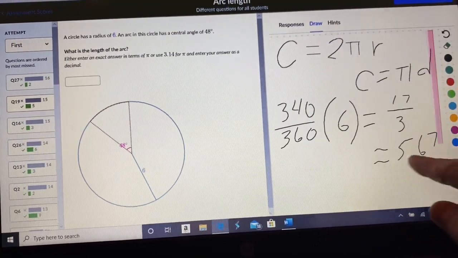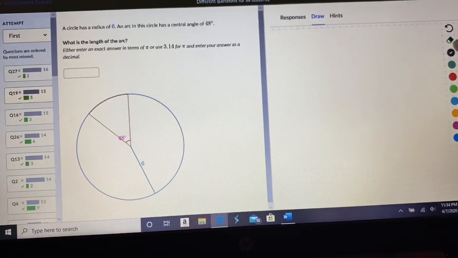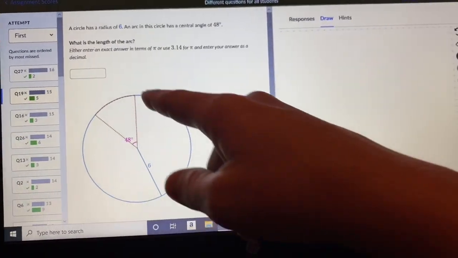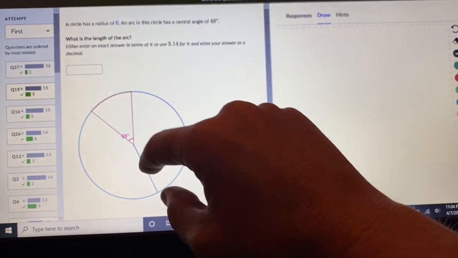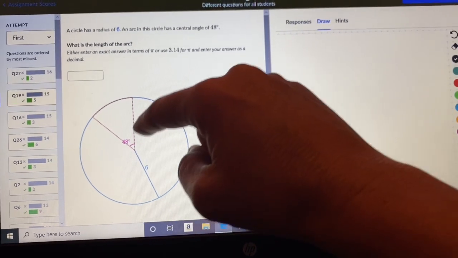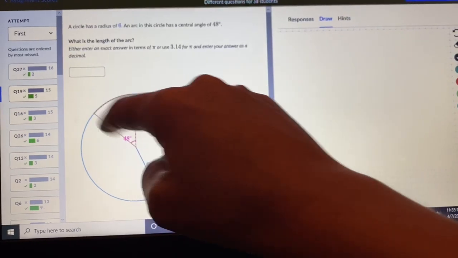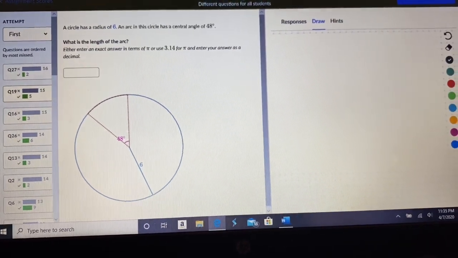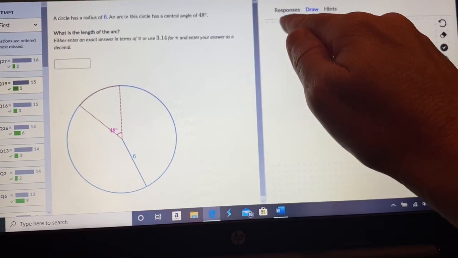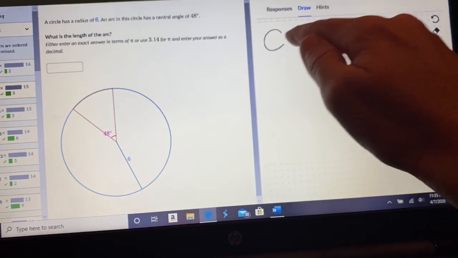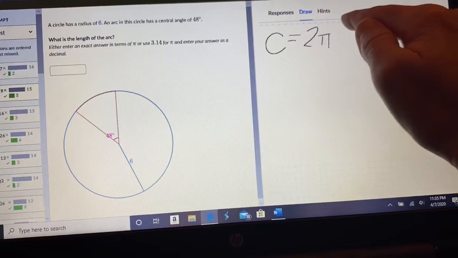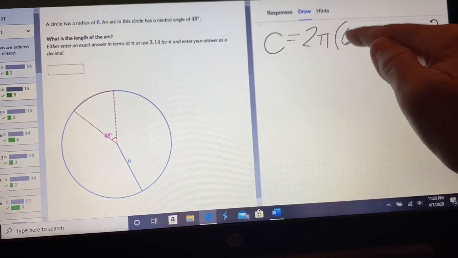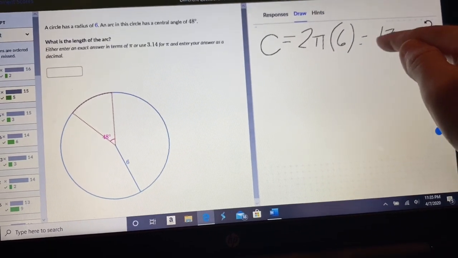Okay, erase this off. It says a circle has a radius of 6. So this is the circumference this time. You've got to find it here. It wants to know the length of this small arc. So this is going to be quite a bit less than the whole circumference. Now, what is our formula for circumference? Well, C equals 2 pi r. And in this case, the r is 6. So the circumference is 12 pi.